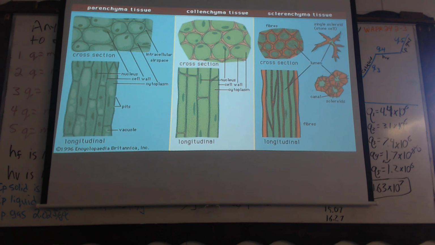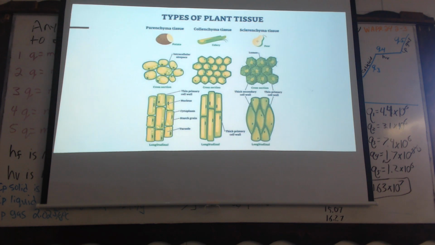CJ. Here are examples of the tissue types we just talked about. What are we doing? All right. I don't even know. I don't know if I'm supposed to be angry or not. Okay. This is just parenchyma, collenchyma, and sclerenchyma tissue types. Cool? Really cool. All right.